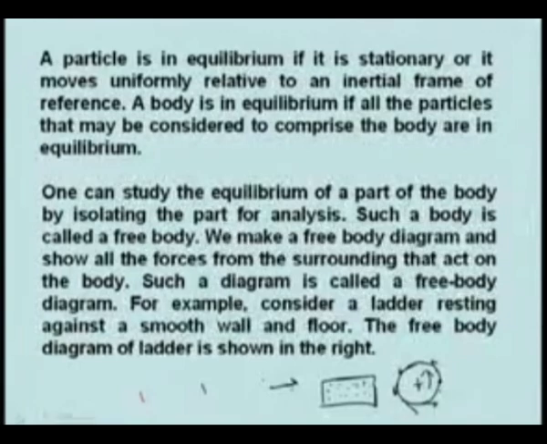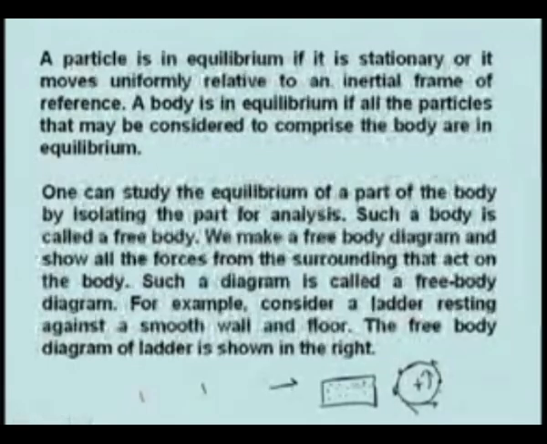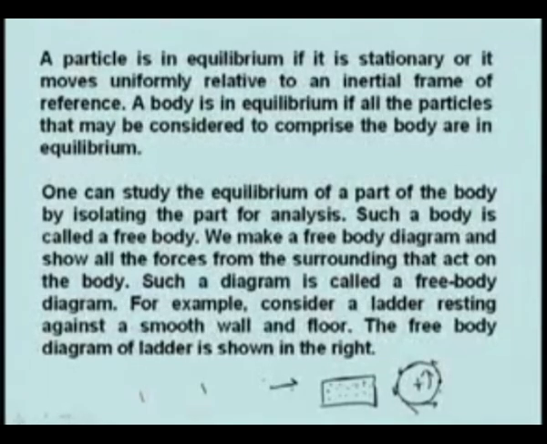So, a body is in equilibrium if all the particles that may be considered to comprise the body are in equilibrium. Now, one can study the equilibrium of a part of the body, whether this part is in equilibrium or not, by isolating that part for the analysis. Such a body will be called a free body. We make a free body diagram and then show all the forces from the surroundings that act on the body. Then that diagram is called a free body diagram.